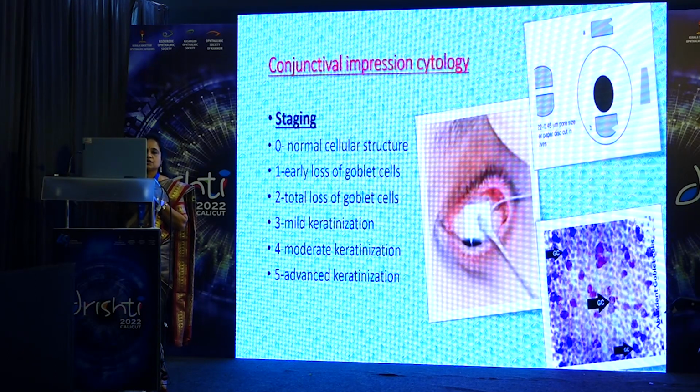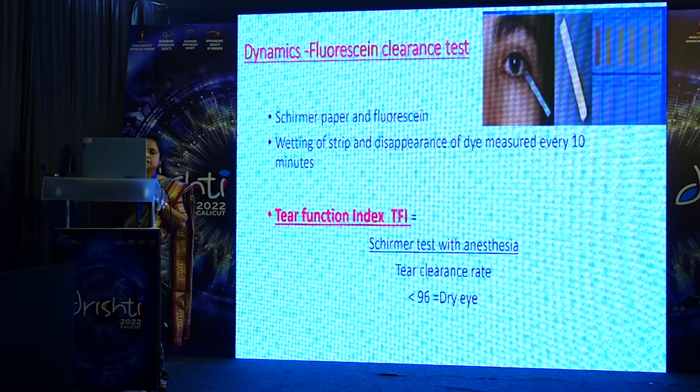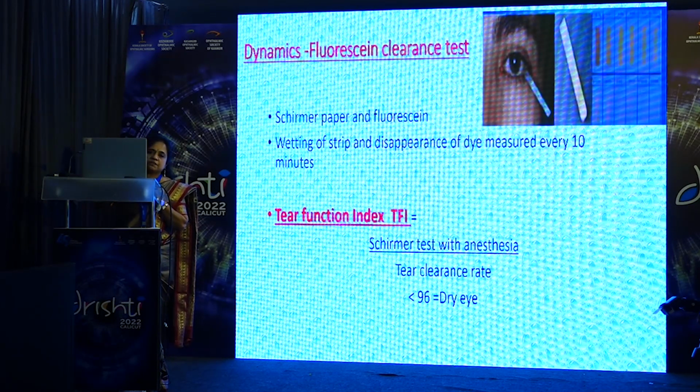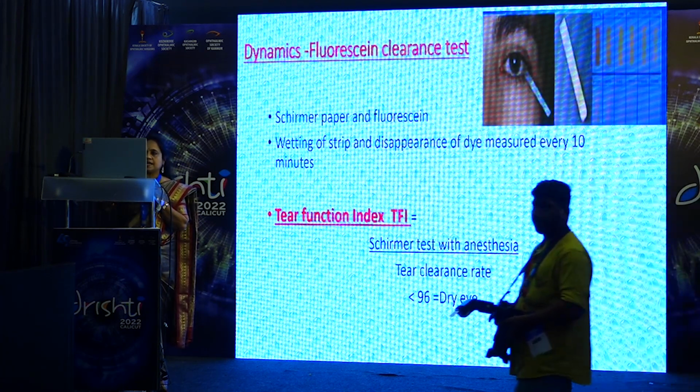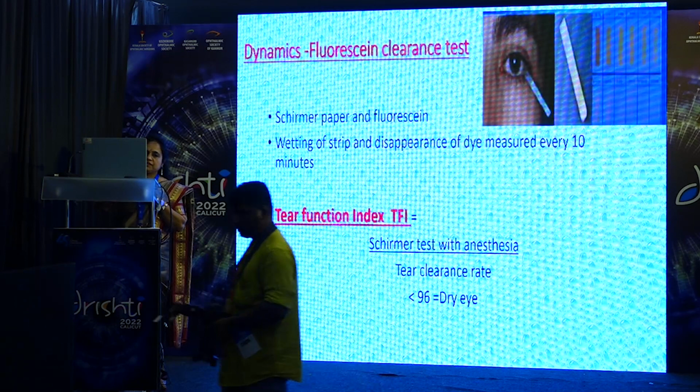Conjunctival impression cytology, by pressing the tissue paper at various quadrants, gives us an indication as to the loss of goblet cells and keratinization. These help in identification of the mucin layer deficiency. How to get an idea of the dynamics of the tear film? It's by the fluorescein clearance test. That's done using the Schirmer test and fluorescein, and the wetting and disappearance of the dye is measured every 10 minutes.